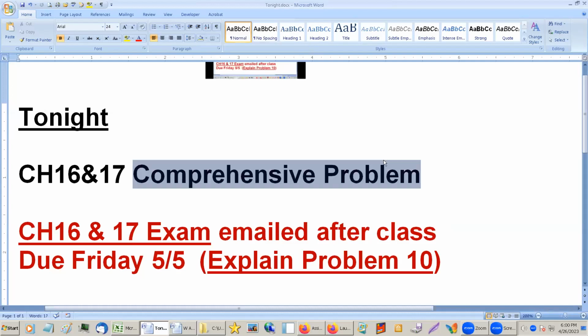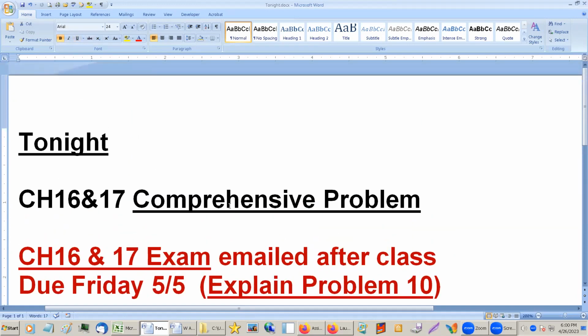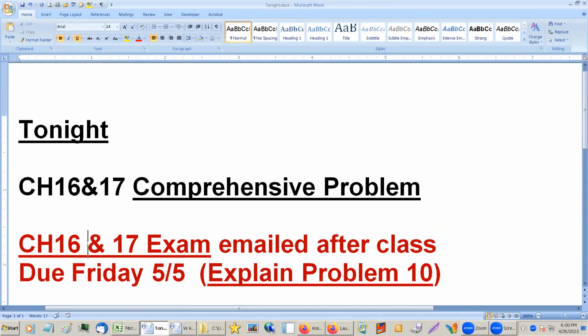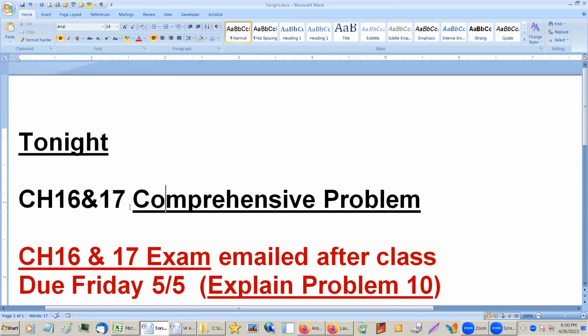Problem, and the comprehensive problem is basically on fund accounting, which is what we're going to have on the test. The test will be emailed out after class, and I have to explain problem 10. I'll do that later, though. But we're going to do the comprehensive problem, and basically, the journal entries and a little bit of follow-up on the journal entries as far as what do they actually mean. That's in the comprehensive problem.